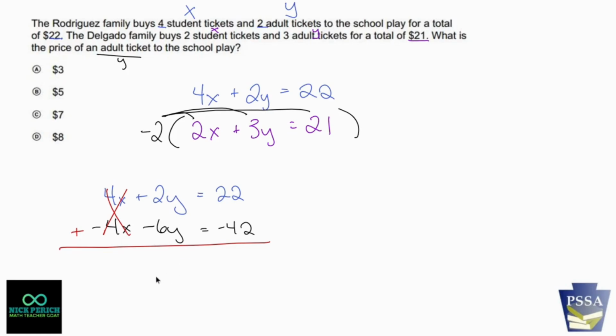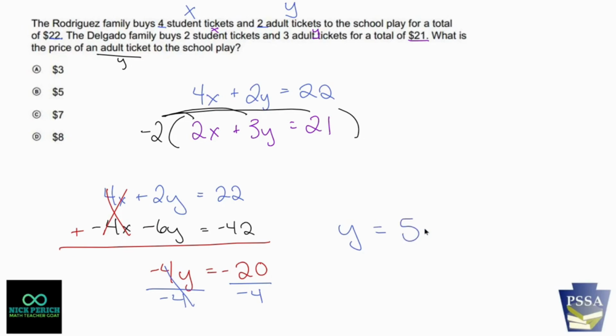2y minus 6y is negative 4y. 22 minus 42 is negative 20. To solve for y, you do the opposite of times negative 4, which is divide negative 4 from both sides. You cross out, y equals positive 5.